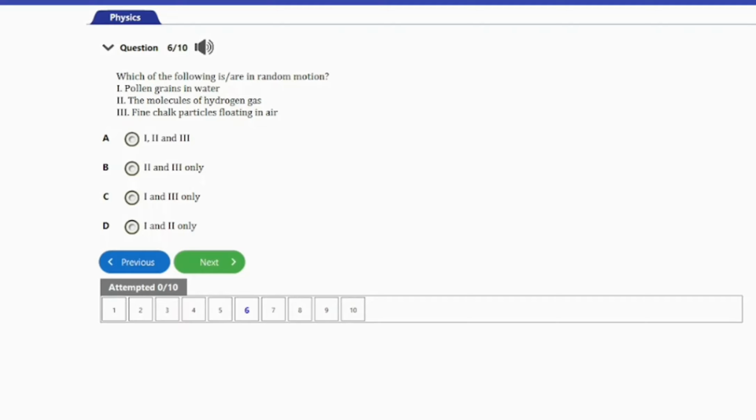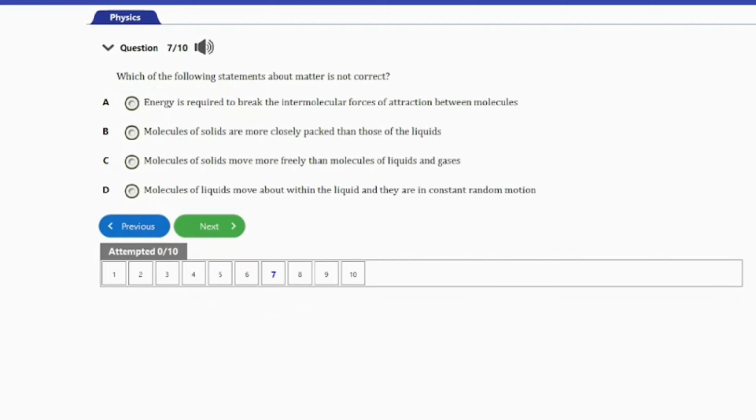Let's go ahead and consider the next question, guys. That's question number 7 here. It says, which of the following statements about matter is not correct? We have A. Energy is required to break the intermolecular forces of attraction between molecules. B. Molecules of solid are more closely packed than those of liquids. C. Molecules of solids move more freely than molecules of liquids and gases. And then D. Molecules of liquids move about within the liquid and they are in constant random motion.